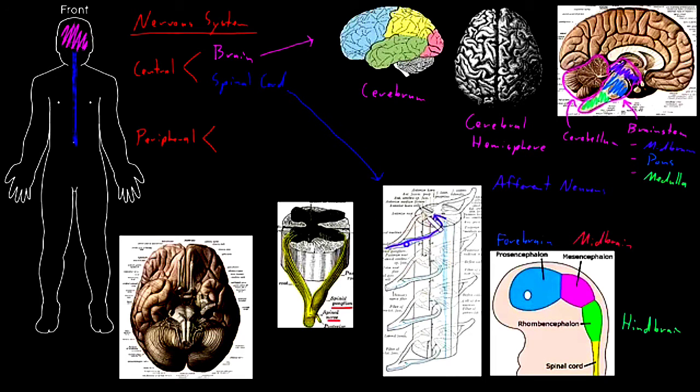Now, other neurons are going to have axons that carry information in the opposite direction. So they're going to carry information away from the central nervous system out into the periphery. And neurons whose axons carry information away from the central nervous system, we call efferent neurons. Efferent neurons.